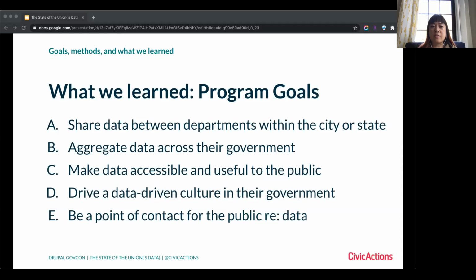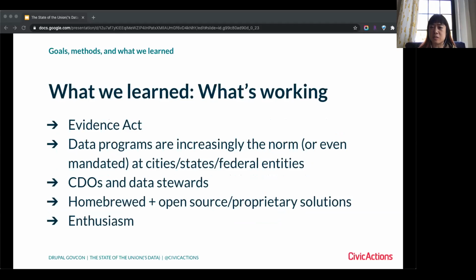I'm also seeing a lot of C, which is making data accessible and useful for the public. And we'll go over that a little bit, but that's really heartening to see too, because we know that just putting out data isn't going to ultimately serve the public. Making it accessible and making it actually usable for the public is obviously a heightened goal for a lot of people. So it's good to see that represented.